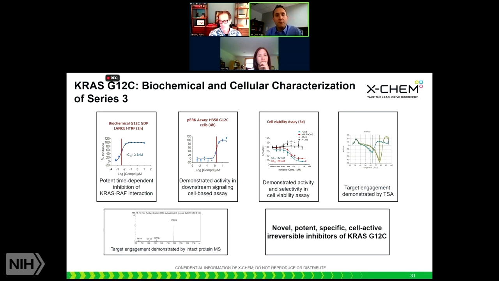Demonstrate target engagement, Tm shift. So our compounds can bind KRAS and cause a thermal shift in the protein. We've confirmed target engagement with intact protein mass spec. All in all, we found that these compounds are novel, structurally distinct from anything else that's known. They're potent, very specific, and cell active for KRAS G12C.